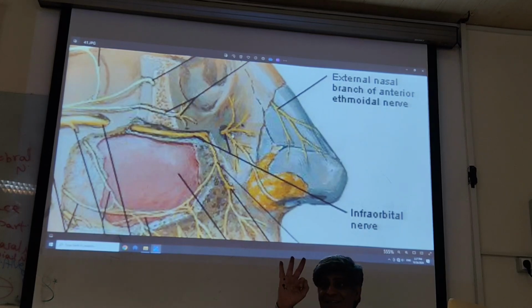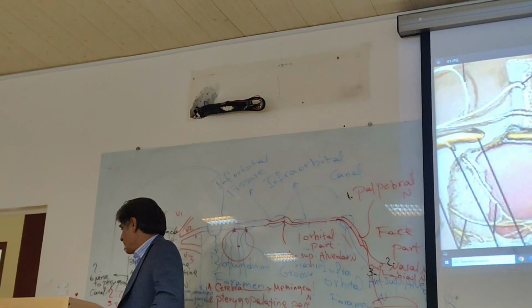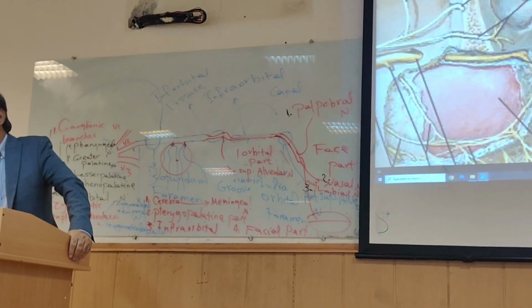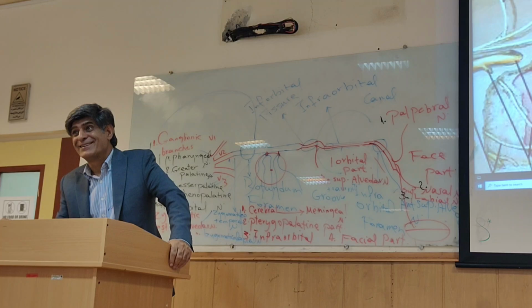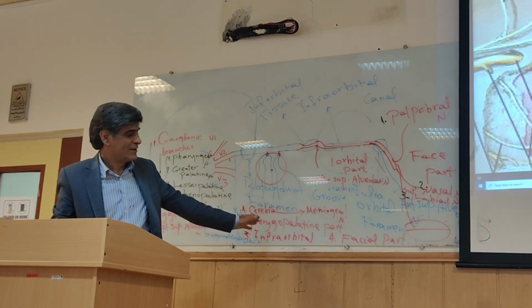The facial part contains three branches: palpebral, nerve supply to the inferior palpebra; nasal; and labial. This part is finished. Did you understand maxillary? The maxillary nerve contains how many parts? Four: cerebral, pterygopalatine, infraorbital, and facial. Okay.